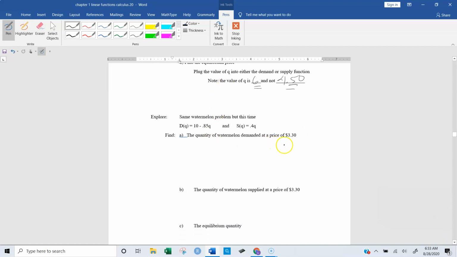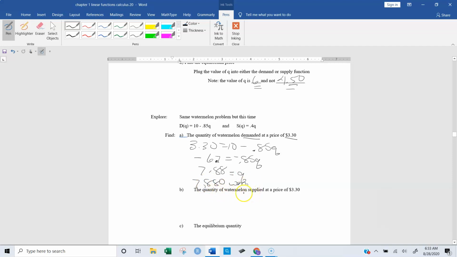The quantity of watermelon at 330. So again, we're putting the 330 in for here. And it says demand, so we're in the demand function. So we do the 330 equals the 10 minus 0.85Q. Subtract your 10, we got a negative 670 equals negative 0.85Q. Divide by negative 0.85, so your quantity is 7.88 or 7,880 watermelons.